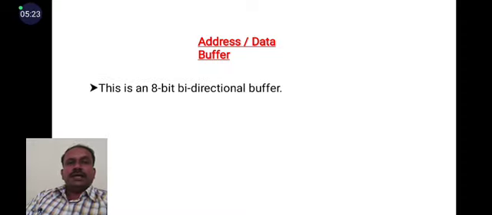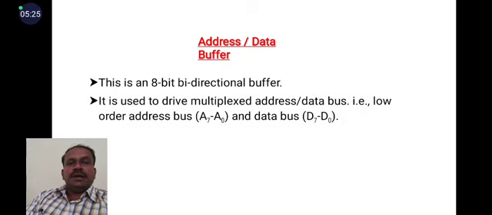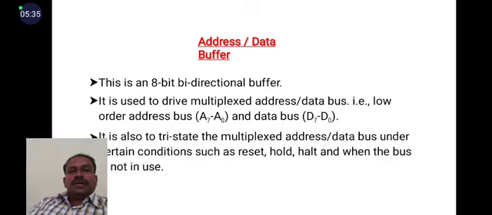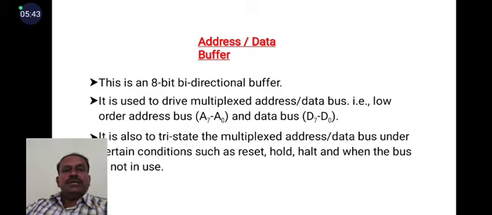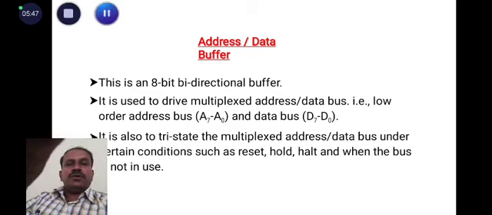Then there is the address and data buffer. This is an 8-bit bidirectional buffer. It drives the multiplexed address and data bus, A0 to A7 or D0 to D7. It is also used to tri-state the multiplexed address data bus under certain conditions such as reset, hold, halt, when the bus is not in use. So these are the main components in the architecture of the 8085 microprocessor.